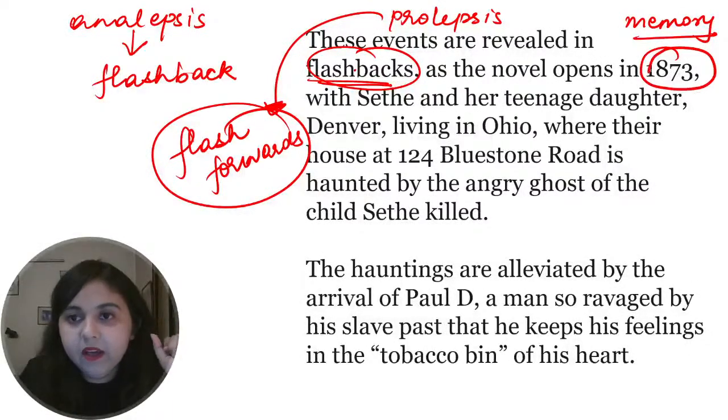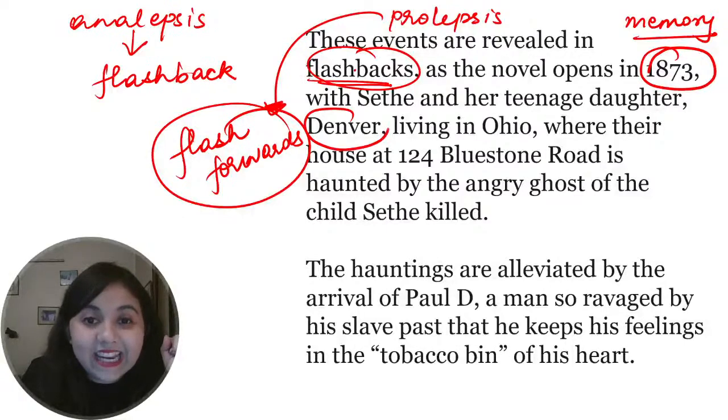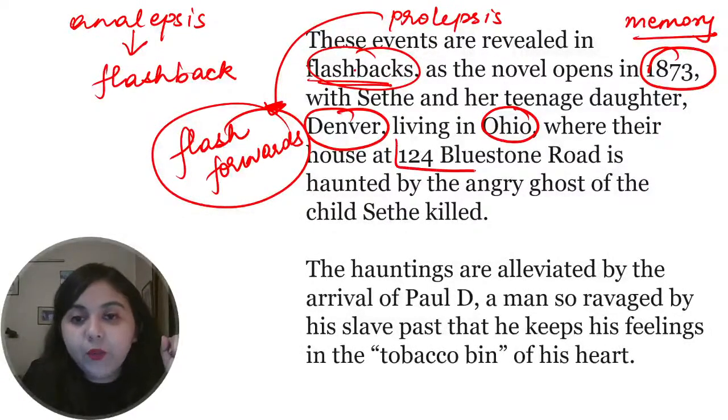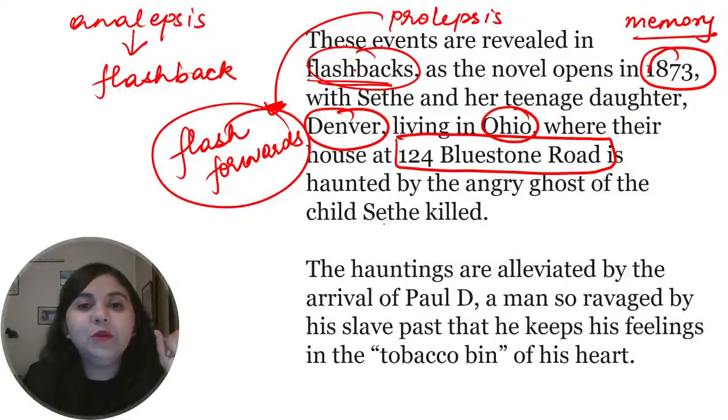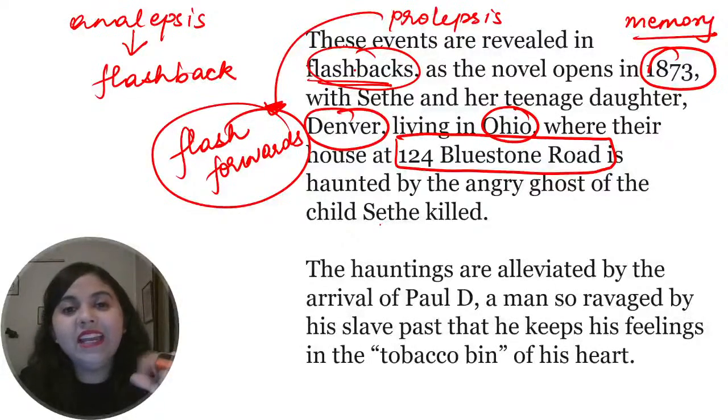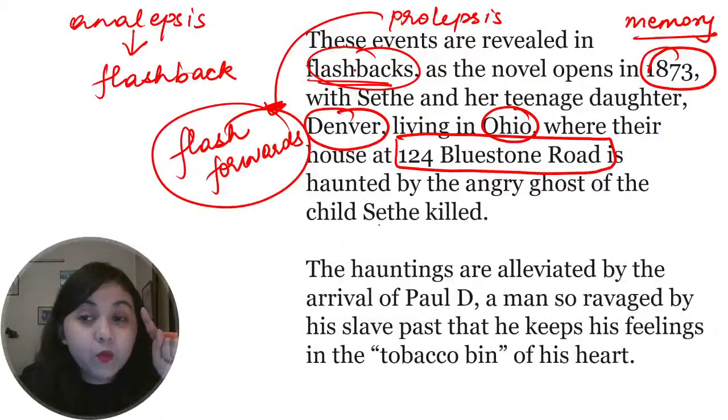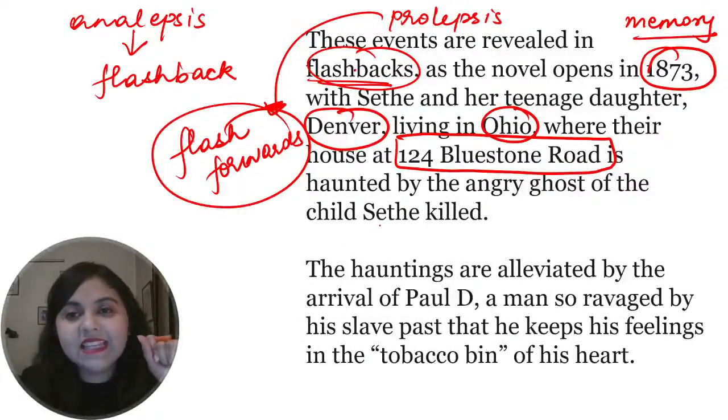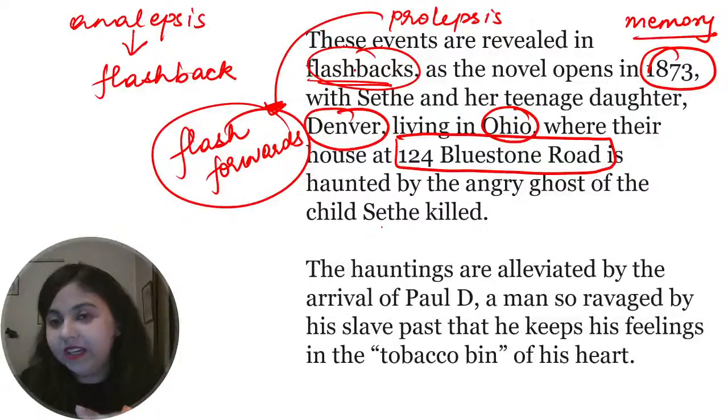That is the opening. And what we are able to see, Denver is there. Like I told you, they're living in Ohio, at 124 Bluestone Road. And this is actually haunted by Beloved. This is actually haunted by the child that Sethe has killed. And why has Sethe killed the child? Sethe has killed the child because Sethe never wanted her daughter to experience slavery.